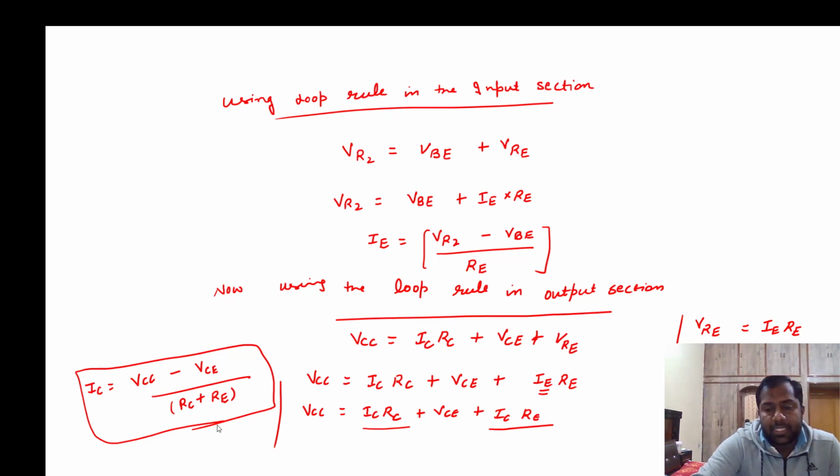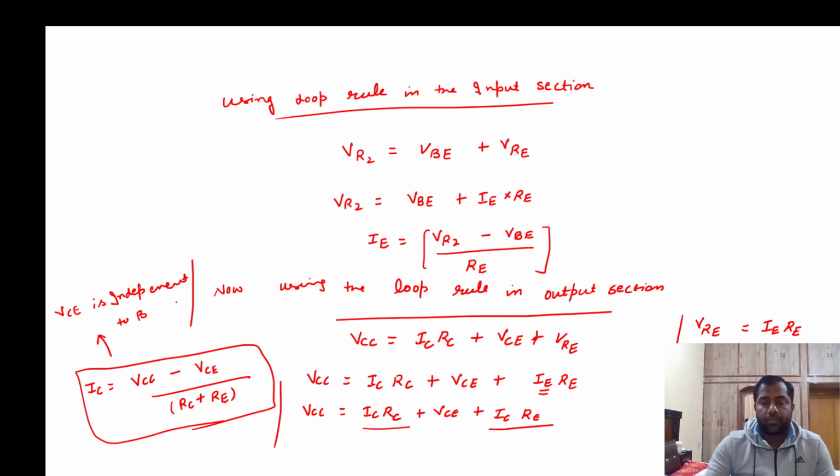The operating point in this case will not shift by replacing the transistor with a new transistor, because the value for VCE in this case is independent of beta, which is the value corresponding to the new transistor. So it means that if we change the transistor, the value for VCE will not change, and therefore the value for IC will not change. It means that this IC is fixed. So now we will learn how to find the stability factor in this case.